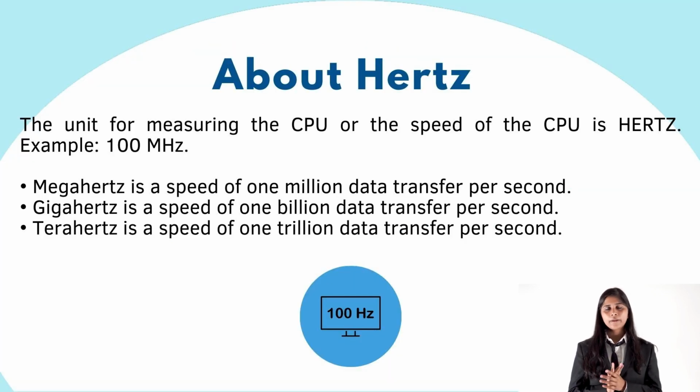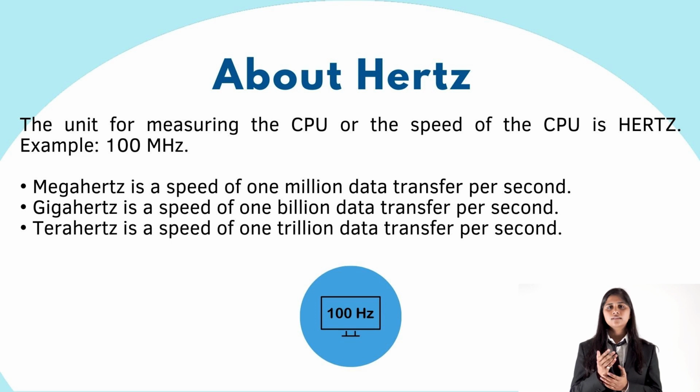Coming to our next topic, that is hertz. First of all, we will see the basic definition of a hertz. Hertz is a kind of unit which is used to measure the speed of the CPU. For example, we can say 100 megahertz.